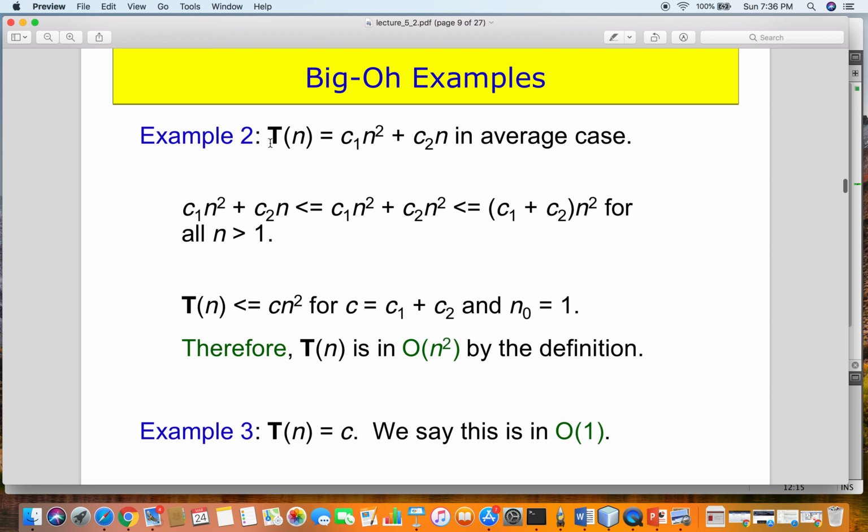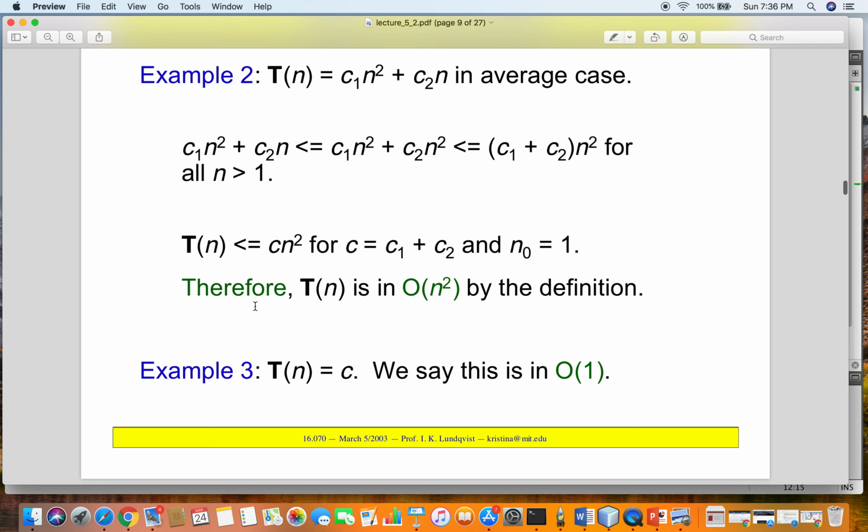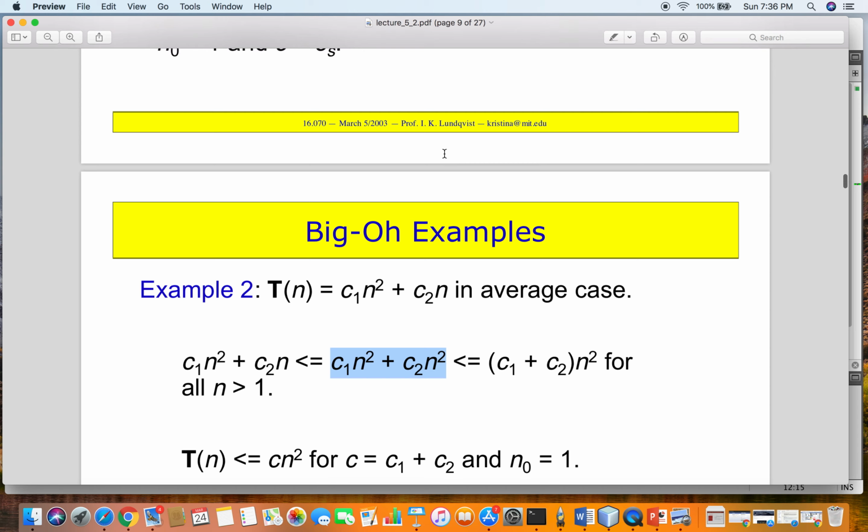So we are looking at example 2. T(n) = c1 n squared + c2 n in the average case. So we are writing c times f(n): c1 n squared + c2 n squared, so that is (c1 + c2) n squared for all n greater than 1. Therefore T(n) is in O(n squared) by the definition. That is the upper bound according to the definition.